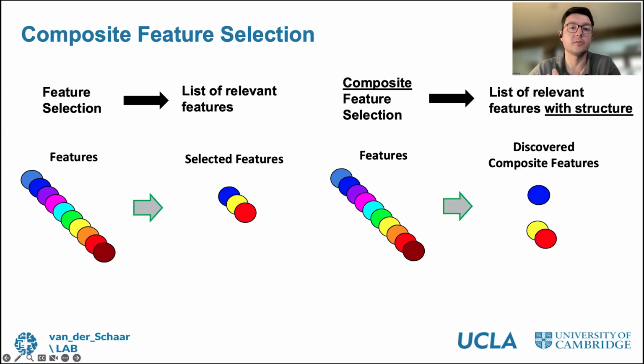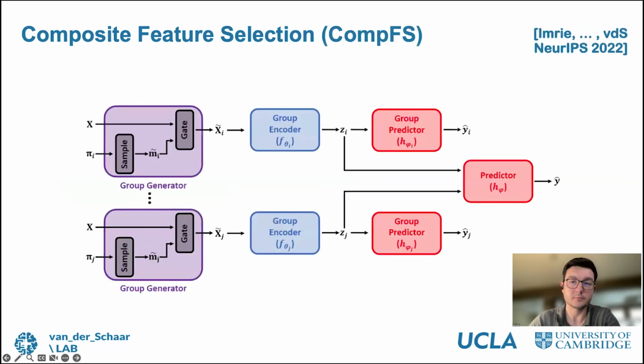So a natural way of thinking about this additional structure is, instead of just one big list, discovering what we're going to call composite features, which is effectively groups of variables that have some form of joint importance with each other, but that are distinct from these different groups. And there are many scenarios where this plays out, both within multi-omics datasets and beyond.